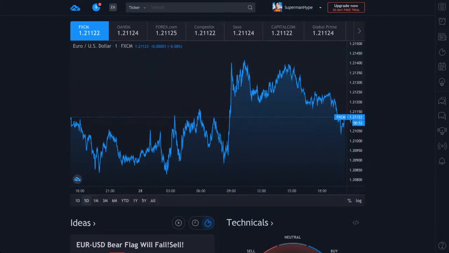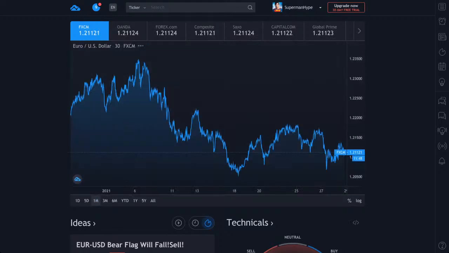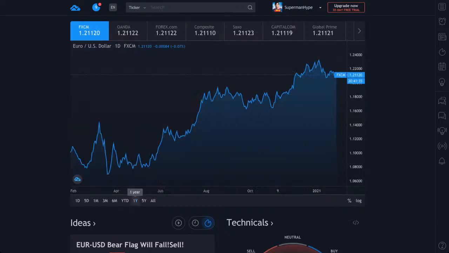But let's take a bigger horizon. Let's look at the last month, and we can just see that the euro US dollar rate has actually decreased. Okay, so the euro has fallen against the US dollar. Let's have a look at the last year. We can see over the last year the euro has increased versus US dollar, so it's strengthened, what we call strengthening, and it's become stronger.